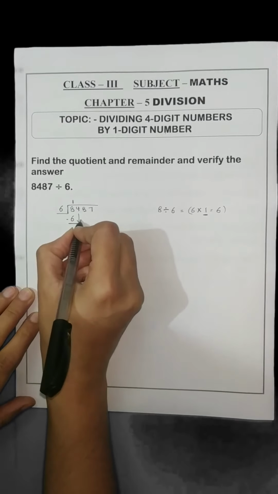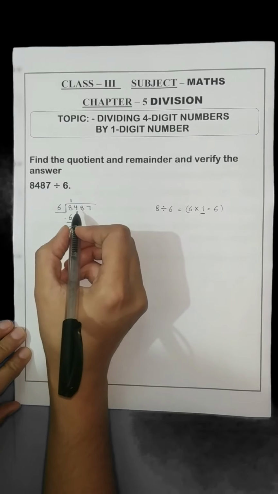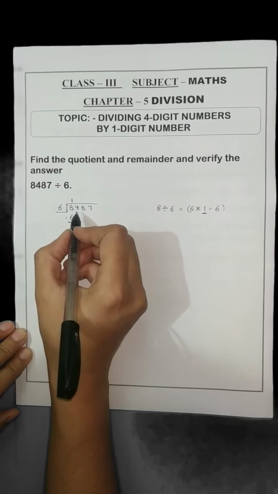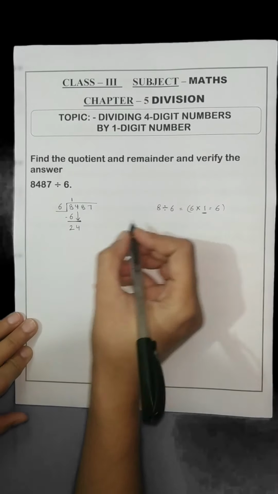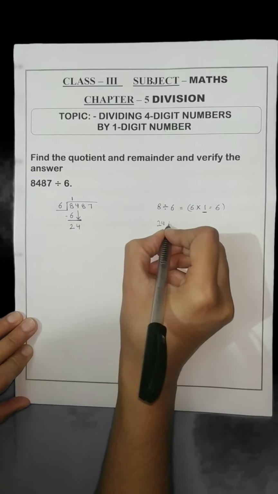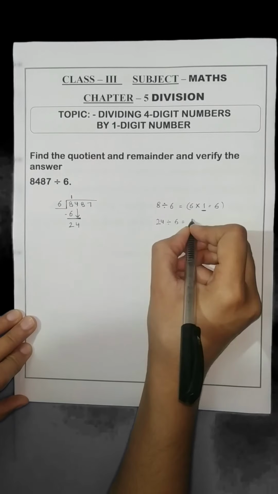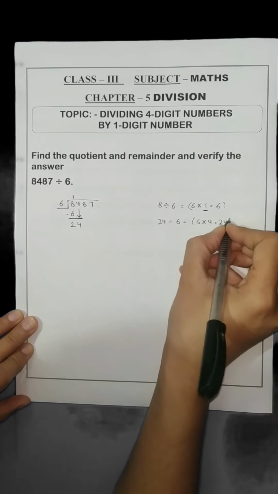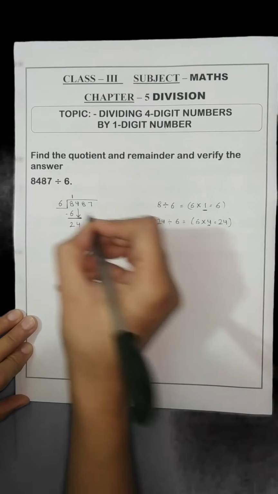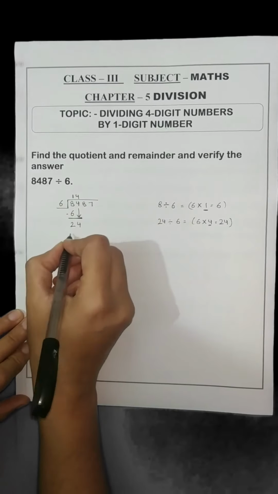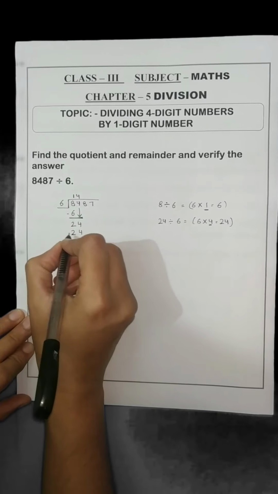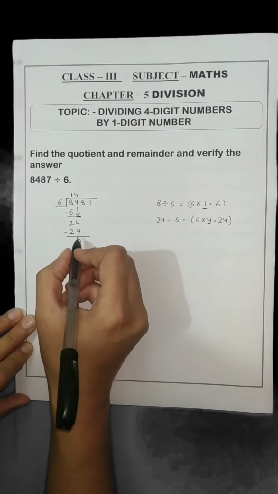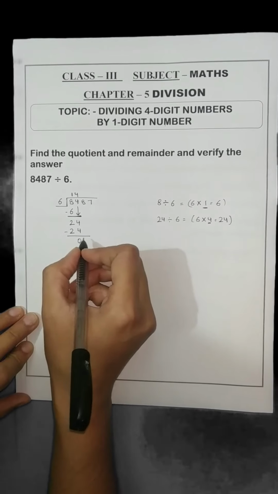Bring down the next place, that is 4 from hundreds place. Now 24 is the new dividend. So 6 4s are 24. So write 4 as a quotient here and 24 will come here. After subtracting, we will get 0 as a remainder.